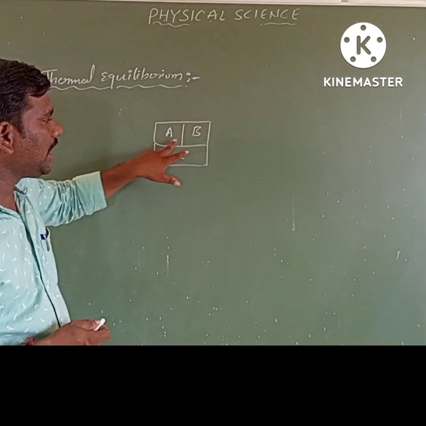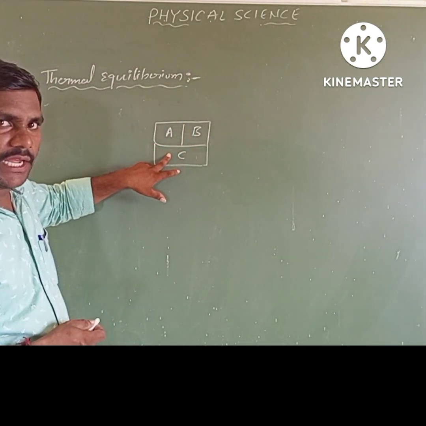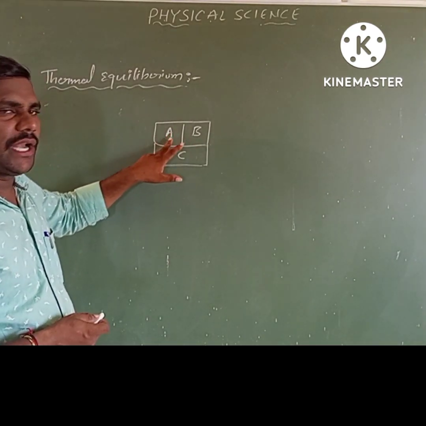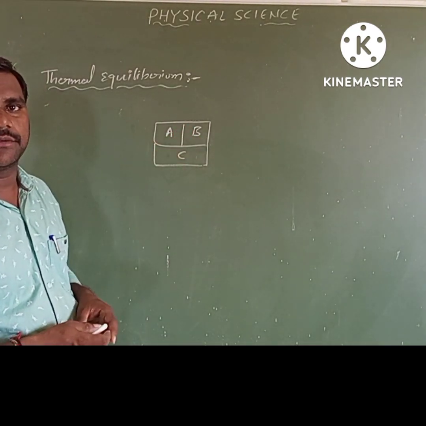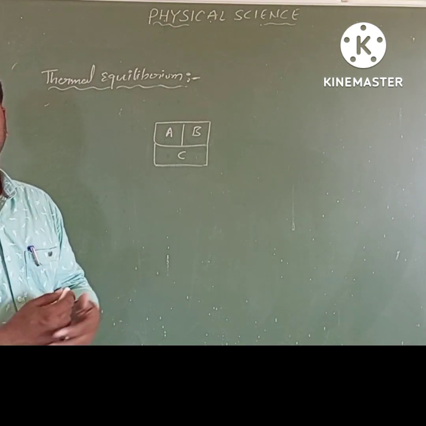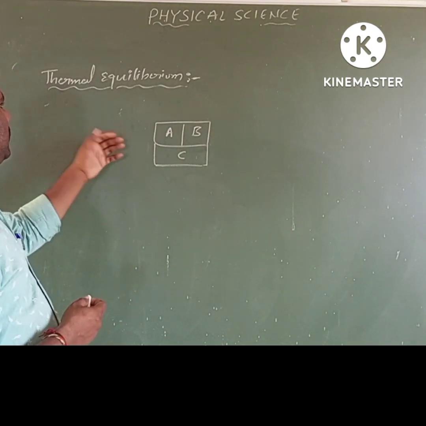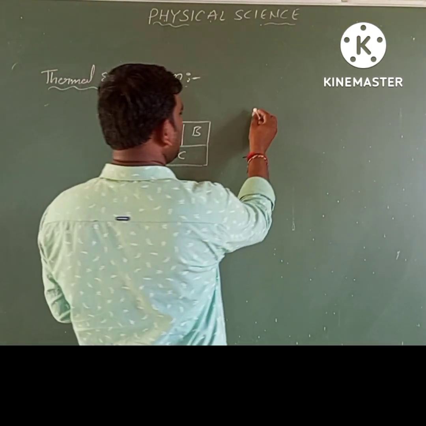So both are separately in equilibrium with C. Then you can say that automatically A and B, the two systems, are in thermal equilibrium. So this is thermal equilibrium. We can take another example.